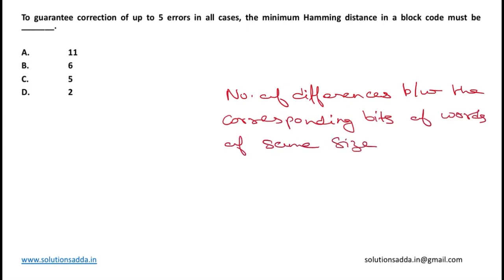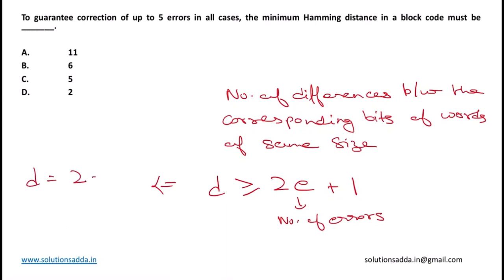And what is minimum Hamming distance? Minimum Hamming distance is the smallest Hamming distance between all possible pairs of a set of words. It is calculated with the formula d greater than or equal to 2e plus 1, where e is the number of errors. Since it is asked the minimum distance, d equals 2e plus 1, and the e value given to us in the question is 5. Therefore 2 into 5 plus 1 equals 11. Hence 11 is the correct answer.